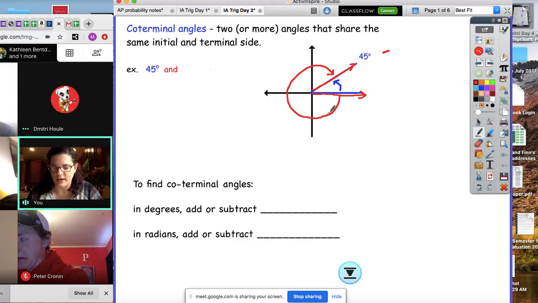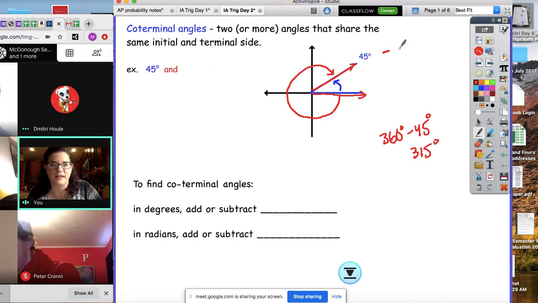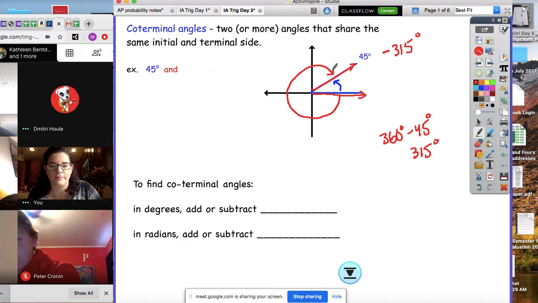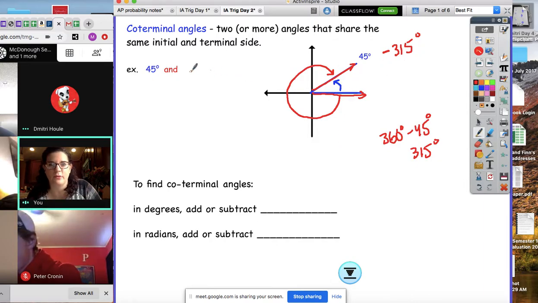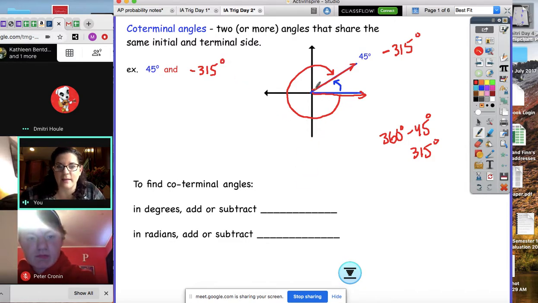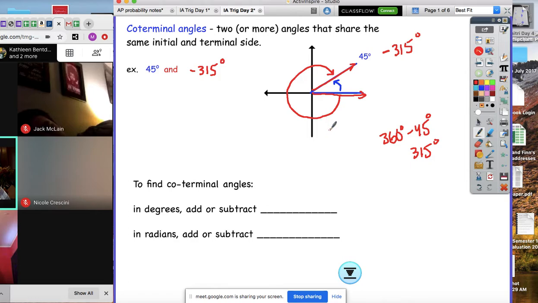Yep. So if you already have 45 of those degrees, we can subtract 45 from 360. And then we're going to get 315 degrees. So that's this big red angle, but it's going to be a negative 315 degrees because I'm going clockwise. So these two angles, 45 and negative 315, those are called coterminal angles. They land in the same exact spot. It's just that you're going in different directions to get there. That's all. So they're like equivalent angles.